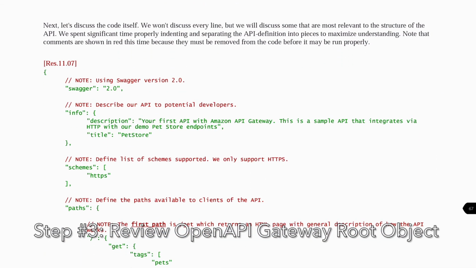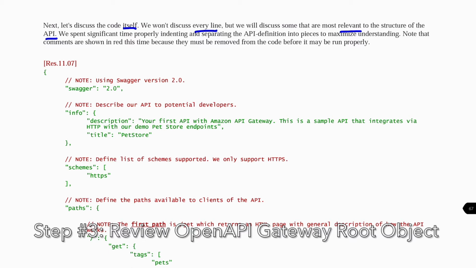Next, it's finally time to jump into the code itself. We're not going to discuss every line, but we are going to do a pretty good job. We're going to go through most of them. We will discuss the ones that are most relevant to the structure of the API. We're going to discuss the ones that you will most likely need to change in order to implement your example.